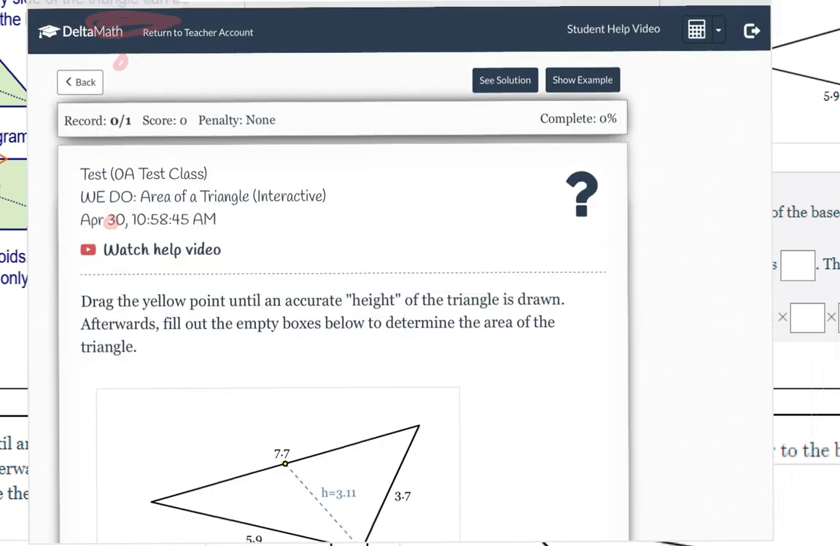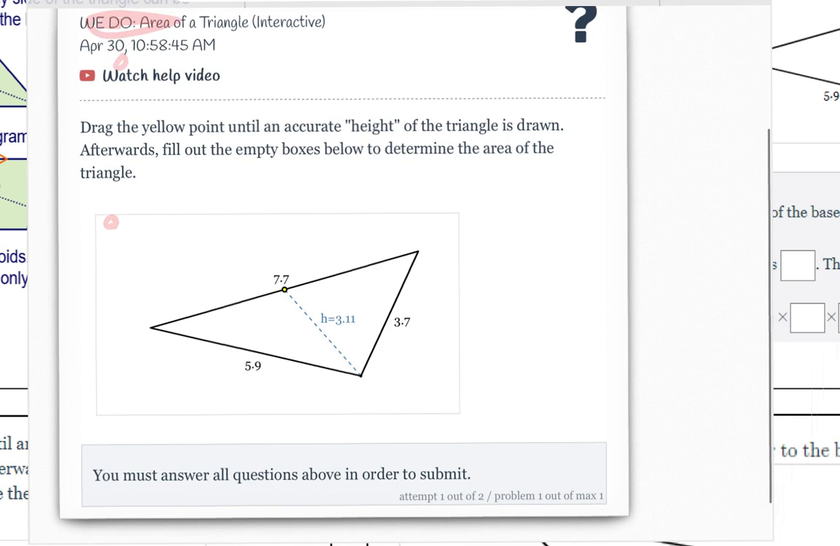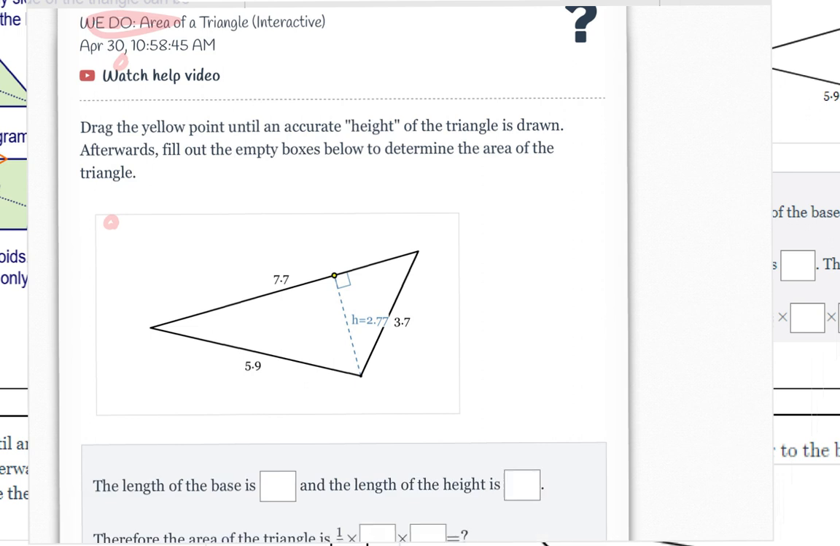Okay, so it says drag the yellow point until an accurate height of the triangle is drawn. So if this yellow point's right over here, it says drag that until a height, right? As you see, the height is changing. So what is the right height? We said when it makes a 90-degree angle, right? So I'm going to wait until it makes a 90-degree angle, and it's right there. Okay, so now that I have a 90-degree angle, I know that my height is 2.77.